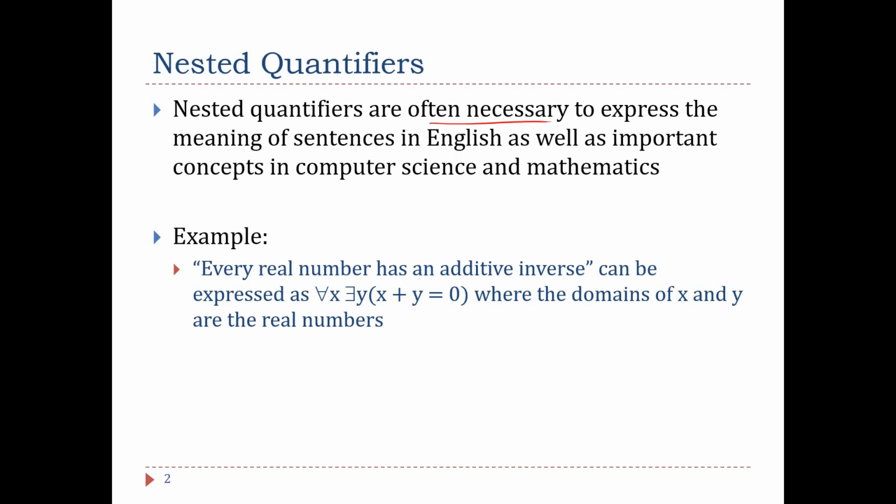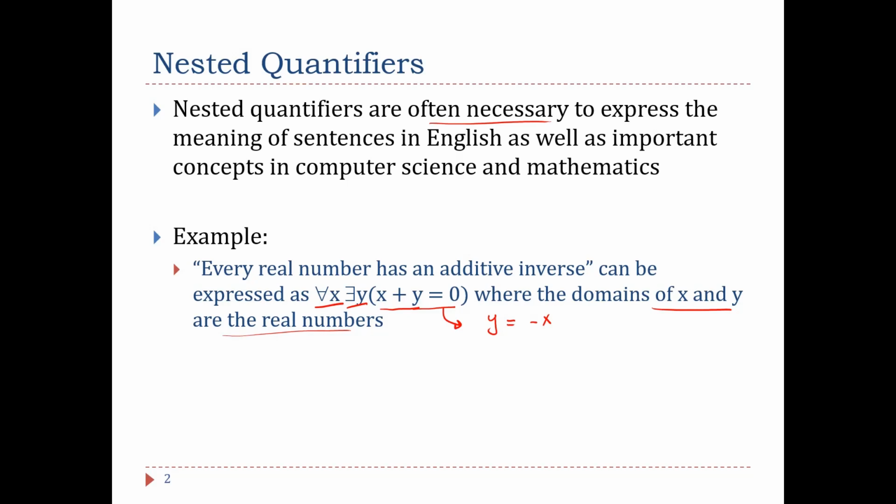So this can be written as: for every x, there is a y, where the domain of x and y is the real numbers, such that x plus y is equal to 0. We know from arithmetic that in this case y would be equal to minus x, which is the additive inverse of x. And of course, x is equal to minus y. x is also called the additive inverse of y in this case.